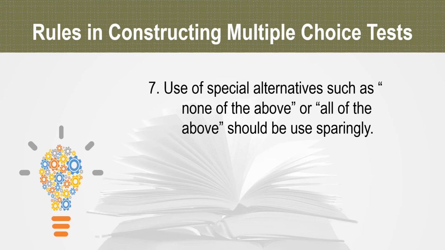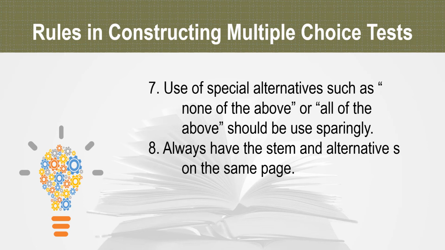Rule number seven, use of special alternatives such as none of the above or all of the above. Oh, this is my favorite part. They should be used sparingly, meaning to say very seldom use all of the above, because you've noticed when we use all of the above, it tends to be the correct answer.